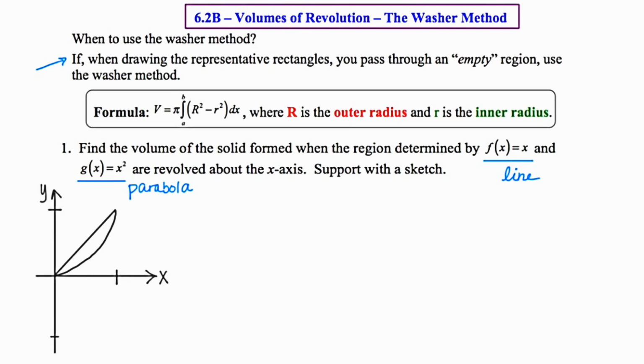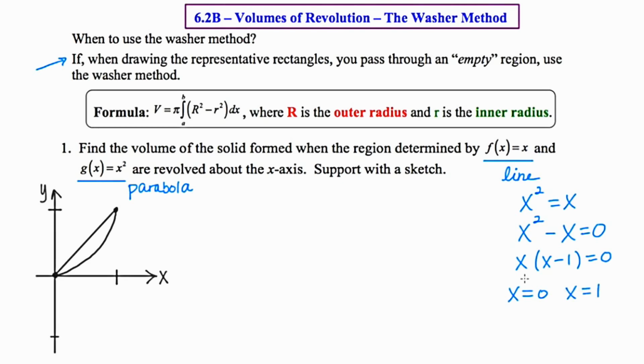I notice that there are 2 points of intersection. To know specifically where these two graphs cross, I'm going to set their functions equal to each other. So I'm going to say that x squared equals x. Because this is a quadratic, I'm going to set everything equal to 0, getting x squared minus x equals 0. I'll factor out an x, leaving me with x times x minus 1 equals 0. And then I'll set each factor equal to 0, getting x equals 0 and x equals 1.